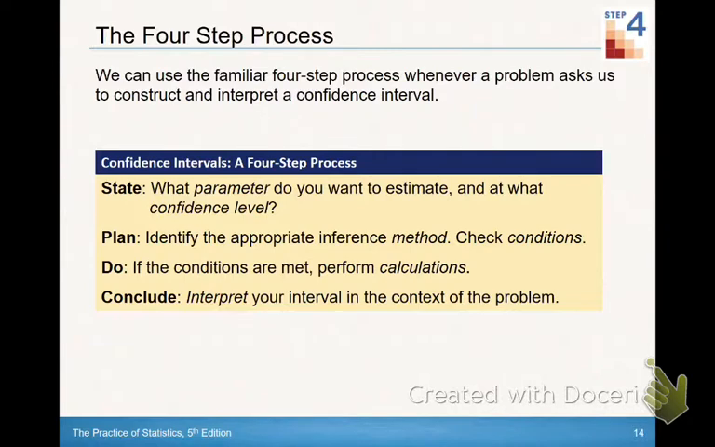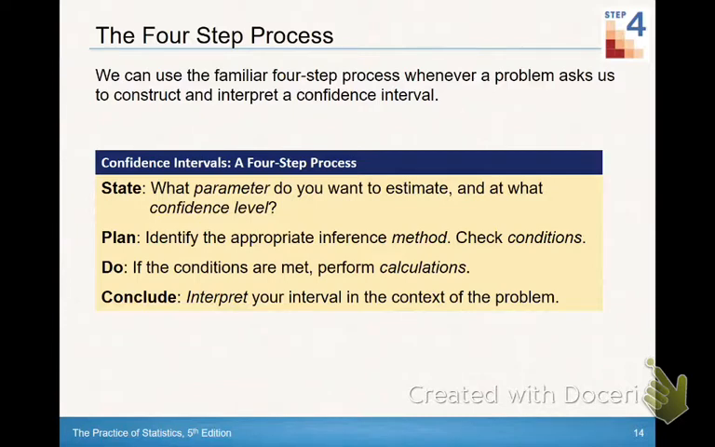So we state what parameter we want to estimate and at what confidence level. For the plan, we identify the appropriate inference method and check conditions. Right now we only have one type of method. It's the one sample Z interval for a population proportion. Unfortunately, you're going to have to start memorizing or understanding what some of these methods are called. The do part is, if the conditions are met, do all of your calculations. You either show the calculations or you show what you used in the calculator. And then the conclude part is we interpret our interval in the context of the problem.